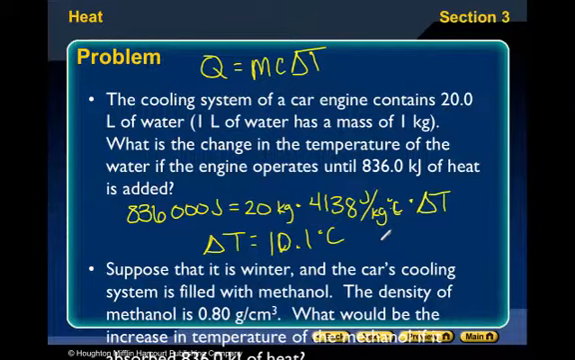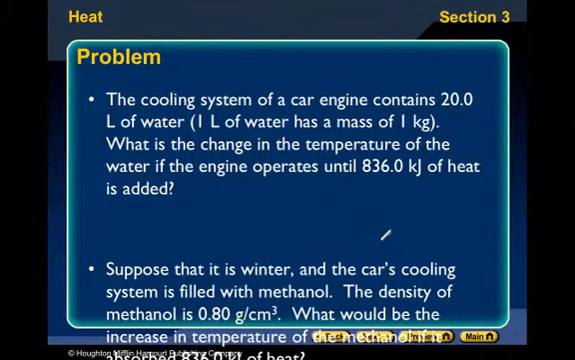Okay, suppose that it's winter and the car's cooling system is filled with methanol. The density of methanol is 0.8 grams per centimeter cubed. What would be the increase in temperature of the methanol if it absorbed 836 kilojoules of heat? Well, we have to change that to kilograms per liter. Let's just skip it.